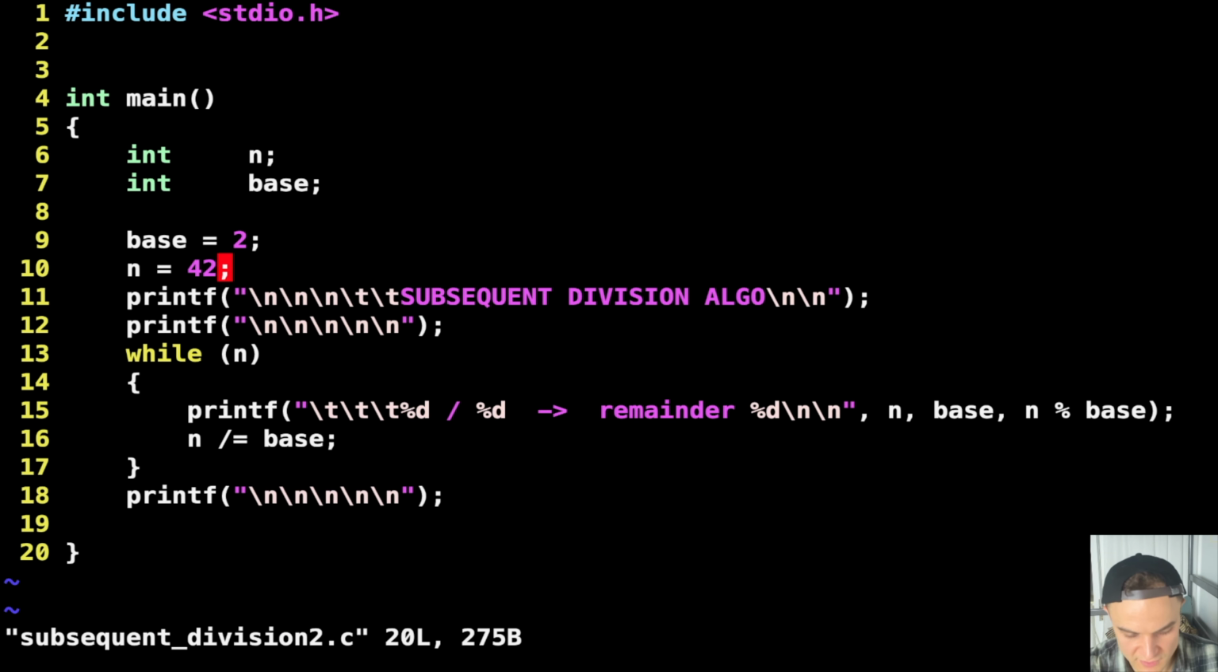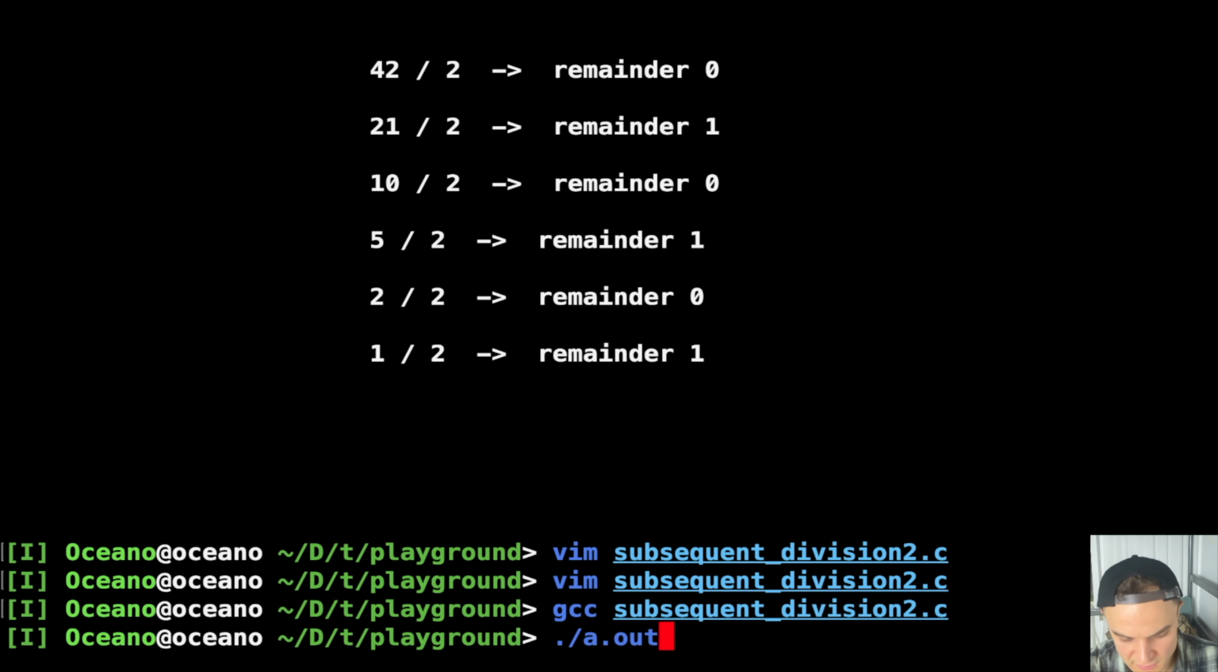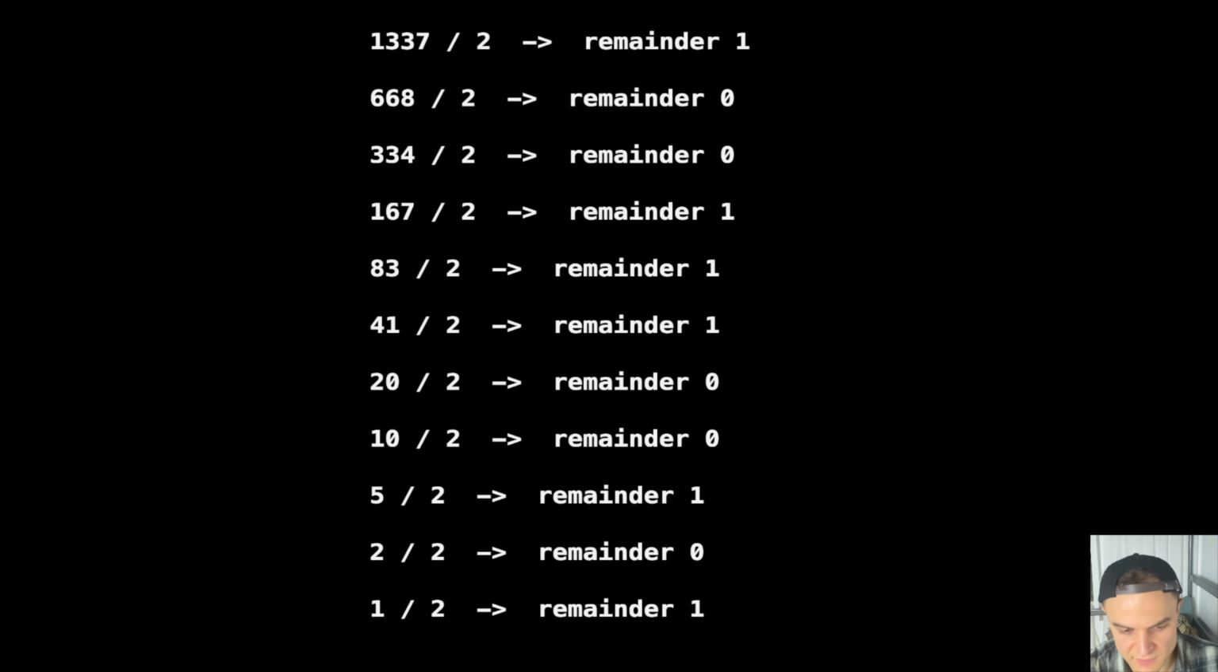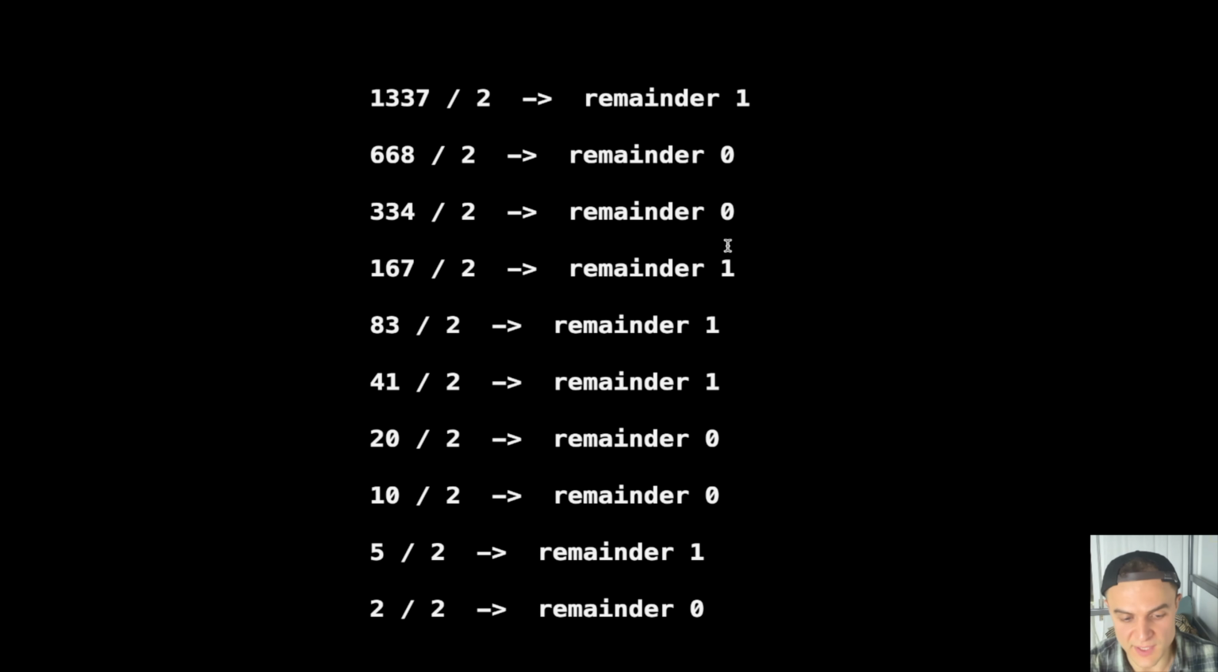Let's try another example. This time we are going to convert the number 1337, still in base 2. I compile and I launch my program. This time it is a bit longer, but the same idea. I start from the top, so I get this very long series of remainders, 10100111001. This is the binary configuration of 1337.